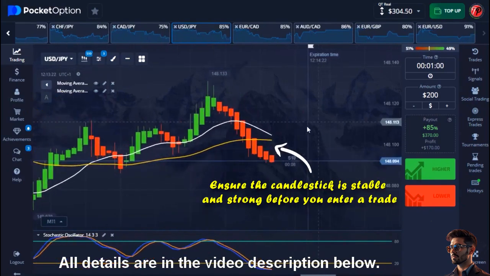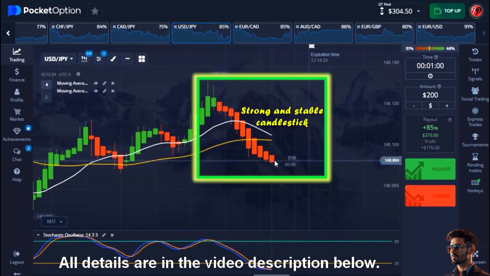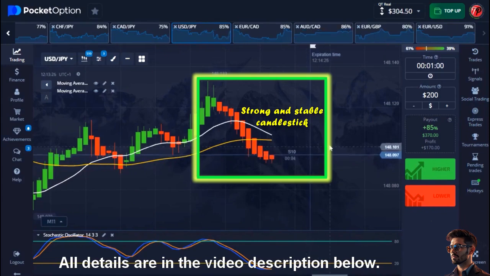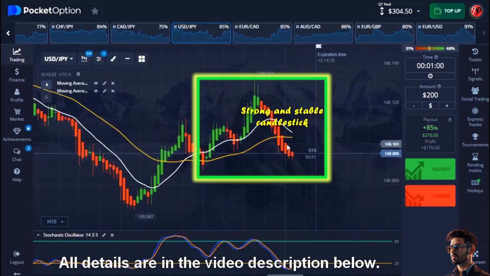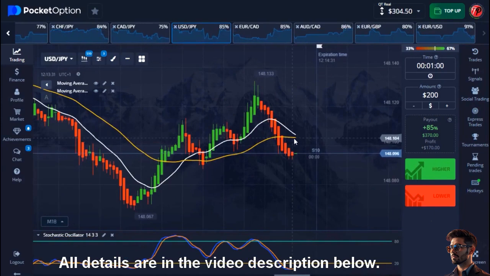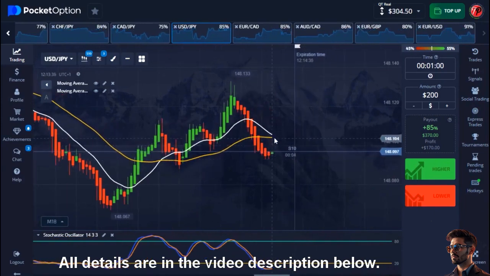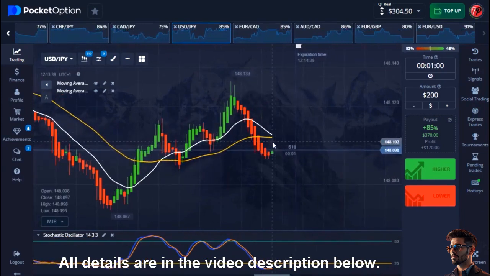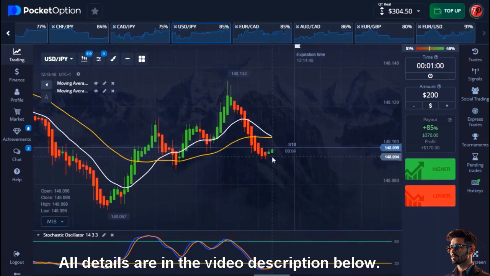And this, for example, is actually a very stable trend. The only thing I'm waiting for is the indication from the moving average. I need to get the signal from the moving average, and I confirm the signal when the moving averages intersect each other. And I'm still having a powerful trend before I can enter a trade.